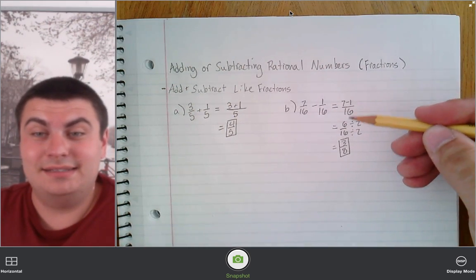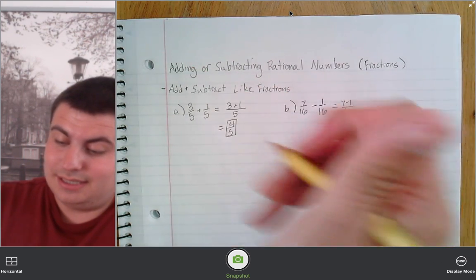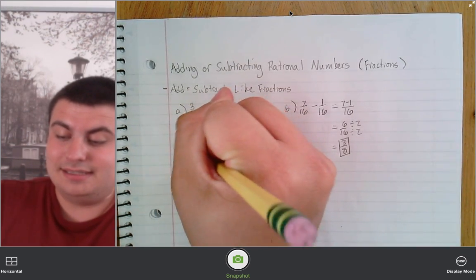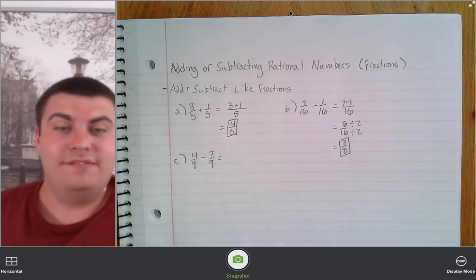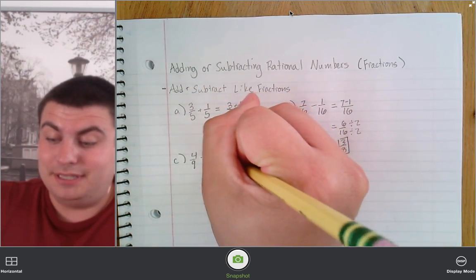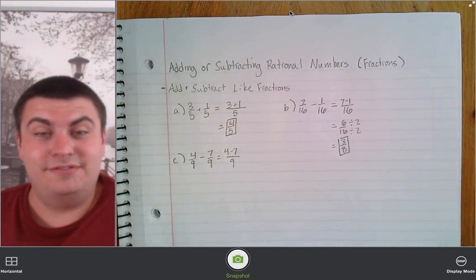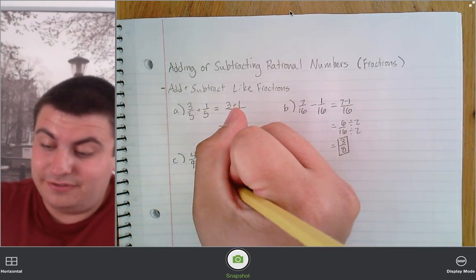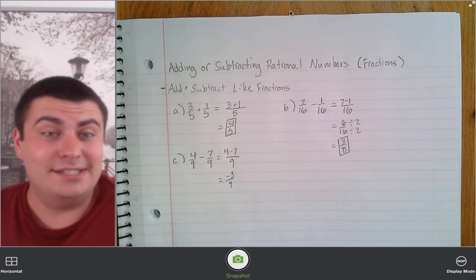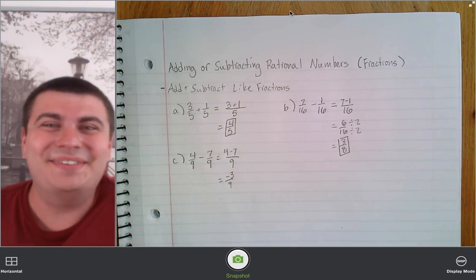So we subtracted, we simplified, we reduced. Let's look at one more. Let's say that we have 4/9 minus 7/9. Since we have the same denominator, we keep the same denominator, and then we subtract our numerators. So 4 minus 7. When we do 4 minus 7, we're going to be left with -3 over 9. That's okay. Negative integers are okay. We can do that. So we have -3 over 9.